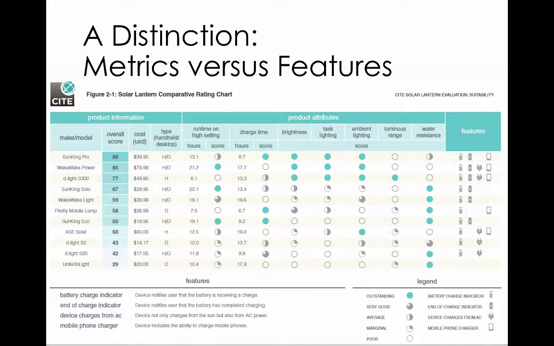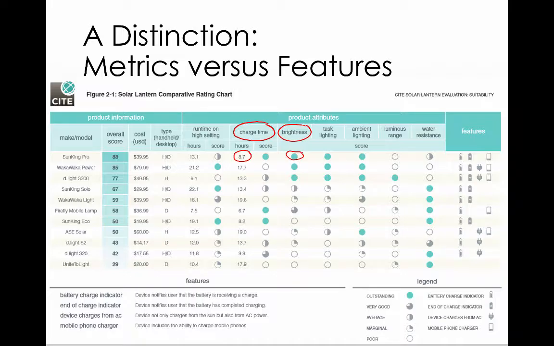Metrics that we were interested in the solar lantern evaluation include charge time and brightness. So those are pretty clear. If I wanted to know what the Sun King Pro charge time was, we could go out into the lab or into the field and measure that it took 8.7 hours. For brightness, we were able to give the outstanding rating based on measurement of lumens in the lab.